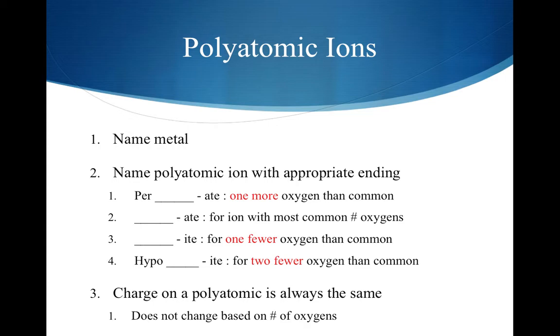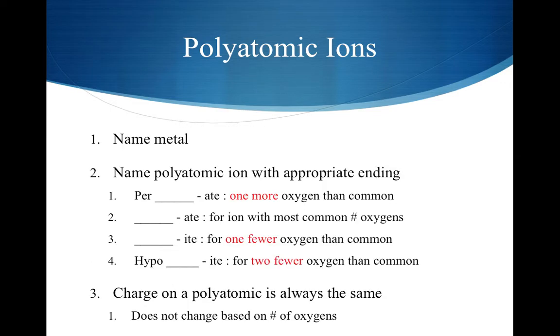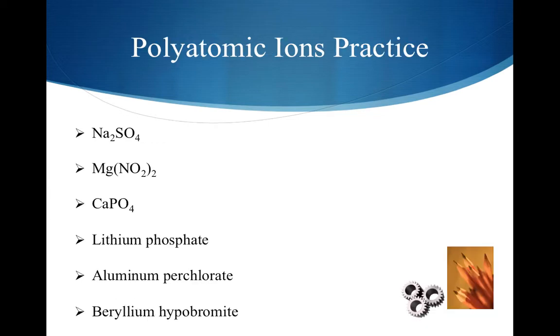So SO4 is sulfate, SO3 is sulfite, SO2 is hyposulfite. Nitrate is NO3. That means NO2 is nitrite. NO is hyponitrite, right? So it's based off the common number of oxygens, which you just have to memorize. So going back to our previous slide, you see SO4. You have to know that SO4 gets the common number of oxygen suffix, which is ate. And then SO3 gets the ite, SO2 gets the hypo-ite. They're just things that you need to memorize. Now remember, I'm going to give you your polyatomic ion sheet on your unit exam.